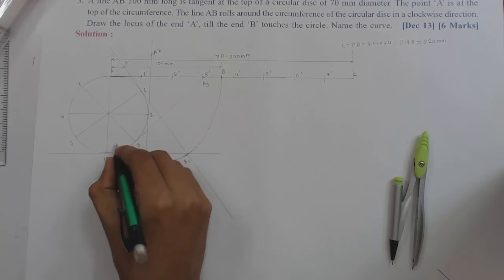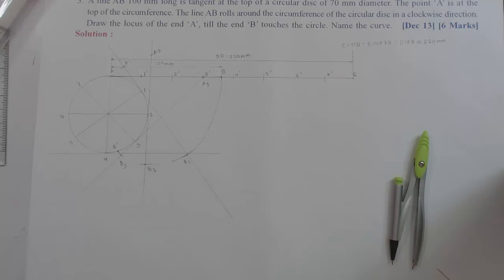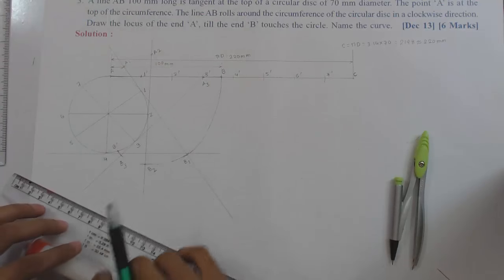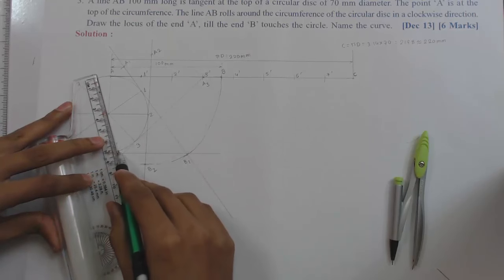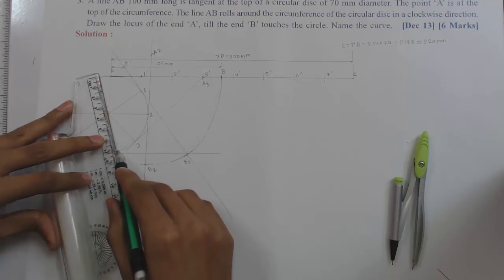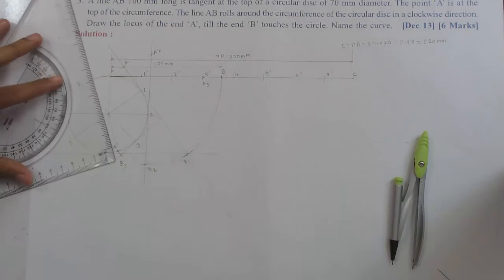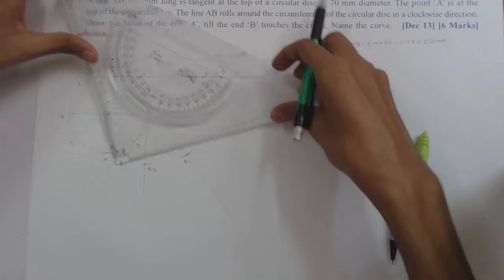So I'll name it as B dash. Now I need to locate the corresponding location of A when B has touched the circle. For that, the procedure is I should draw a tangent at B dash. So for that, first I will draw the radius up to B dash, and at B dash, now I will draw the tangent. So I need to just produce the tangent on this side.